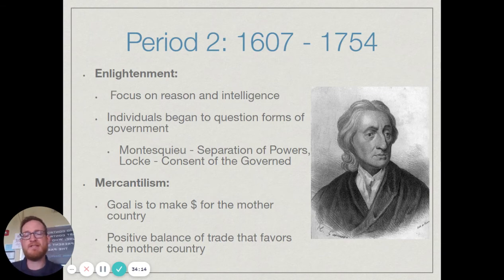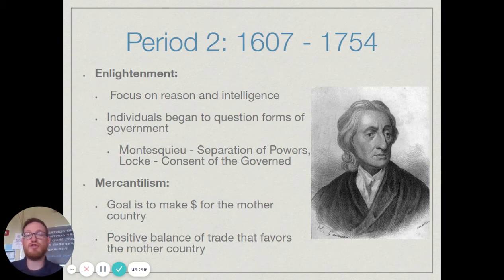Now, with this whole system of colonization, mercantilism is going to be a big part of that. Basically, mercantilism is the idea that colonies exist to benefit the mother country. So your goal, as the mother country, is to have a positive balance of trade that favors you. Another thing is that you want the colonies to be dependent upon you. For example, here in the colonies, they would grow tobacco. That tobacco would then be shipped over to Europe to be refined and made into something that could be smoked or chewed.